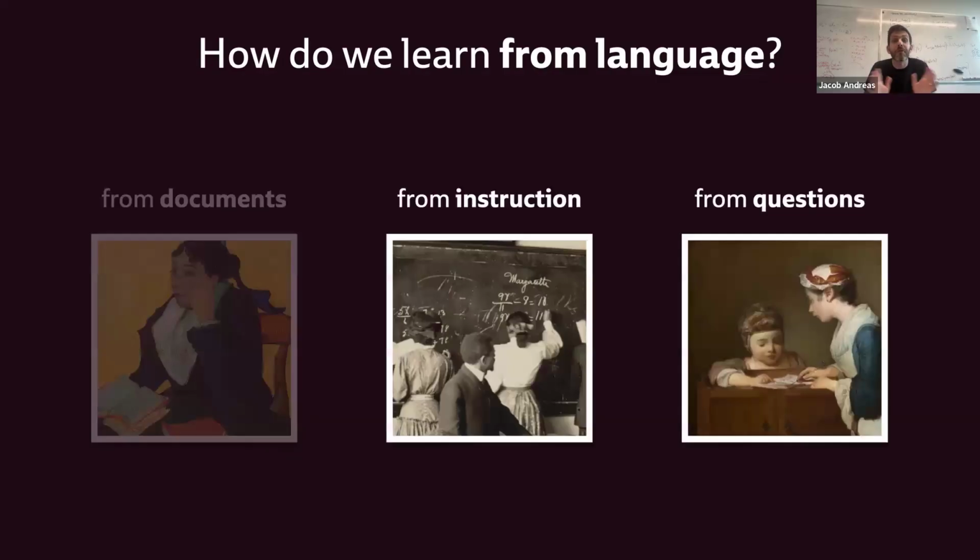And maybe most importantly, language is not just a passive source of information for learning, but also a tool for gathering information, right? Our teachers use it to figure out what we know now and what we need to learn next. And we, as learners, use language to ask questions and acquire the bits of information that we need when we're ready to consume them.